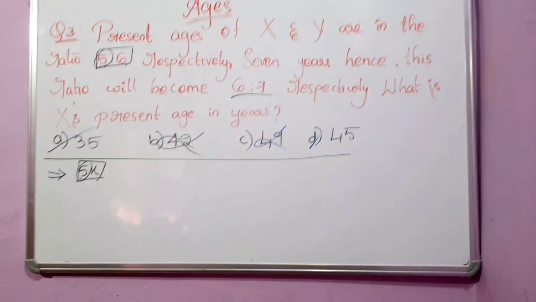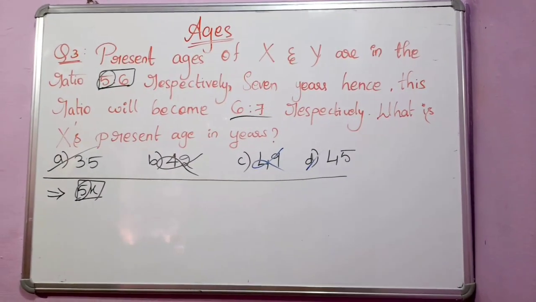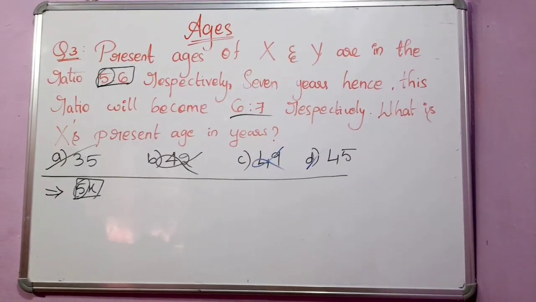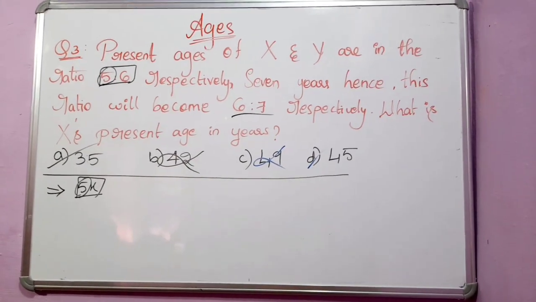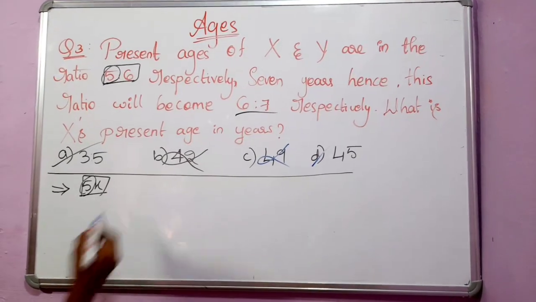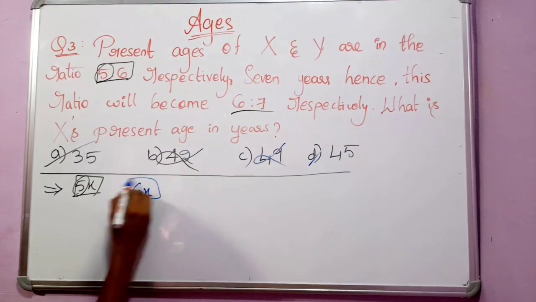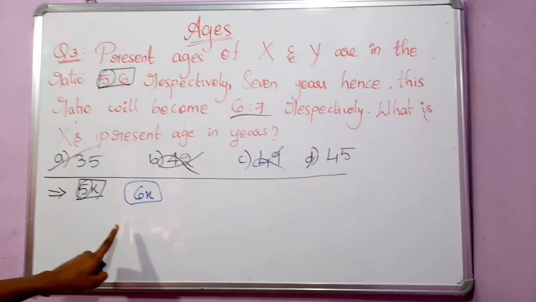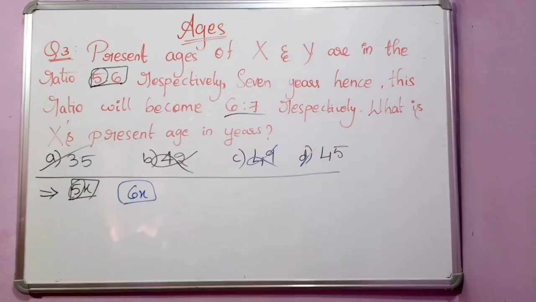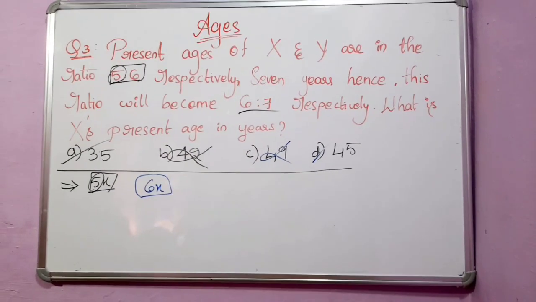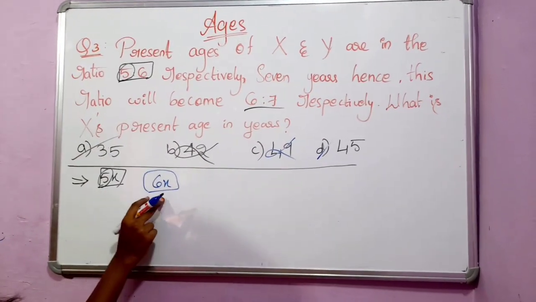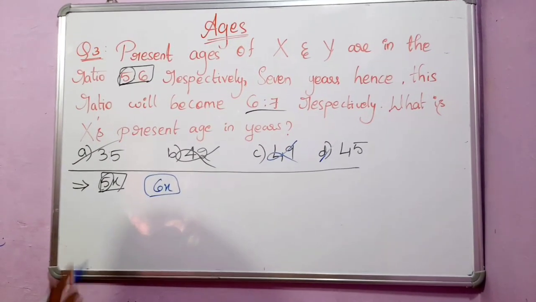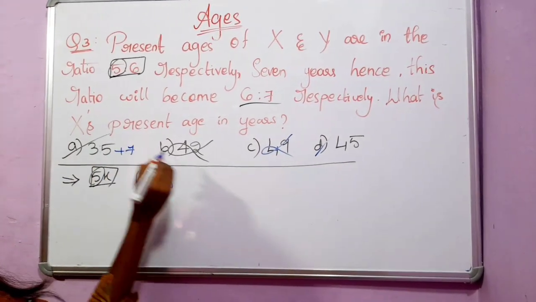And now if you observe carefully, they have given another extra information. 7 years hence, that means after 7 years, this ratio will become 6:7. Here 6x, 6 parts is the age of x, but after 7 years. So options are present age. This ratio is after 7 years ratio. So we have to add 7.